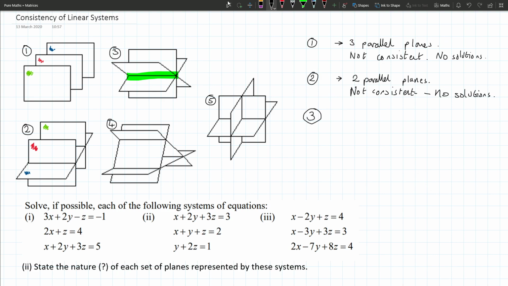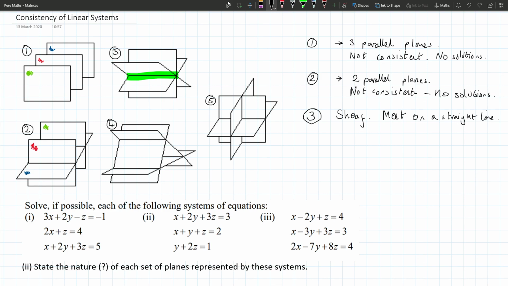Scenario 3 is where all 3 planes meet on the same line. I don't know what the correct word is for this, but I do know what the correct word is. It's called a sheaf, but I just cannot think of a more practical word to use to explain it. They all meet in the same line. So this line, the green line that I've highlighted here, is where all 3 planes go through. So they meet on a straight line, all 3 planes in the same place.